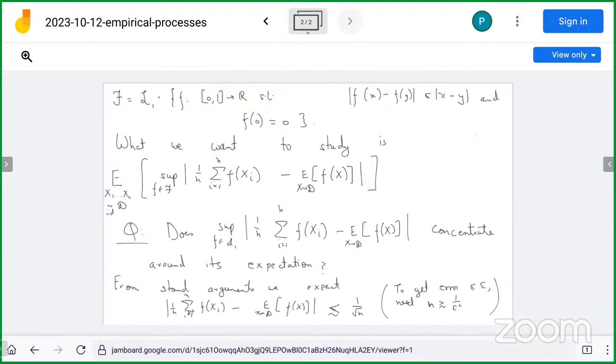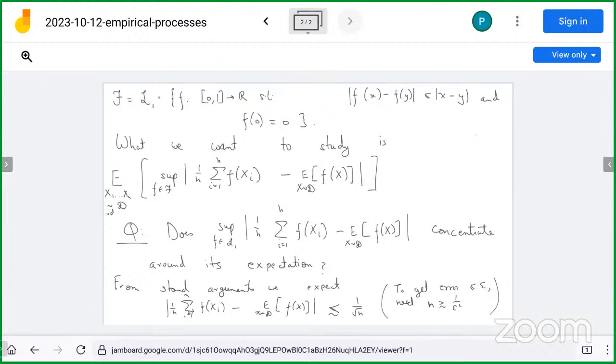You want something decaying in n. But even if you optimize that bound, you will not get better. I'm giving you the proof that you will not. To get something better, you would have to make t smaller than 1 over root n, but then the n t squared term is very small. Okay, so this is what we expect for one function.